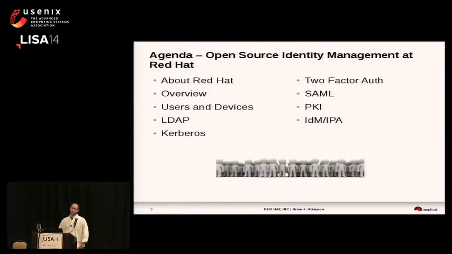I'll move along. About Red Hat, we'll talk about how Red Hat IT and my team is structured. I don't know if it's similar to your organizations, but that's how we do it. We'll do an overview of our identity management solutions, talk a little bit about our users, and then get into LDAP, Kerberos, two-factor auth, SAML, PKI. And I'll talk a little bit about IDM and FreeIPA. I don't know if you're familiar with those, but they're emerging technologies.